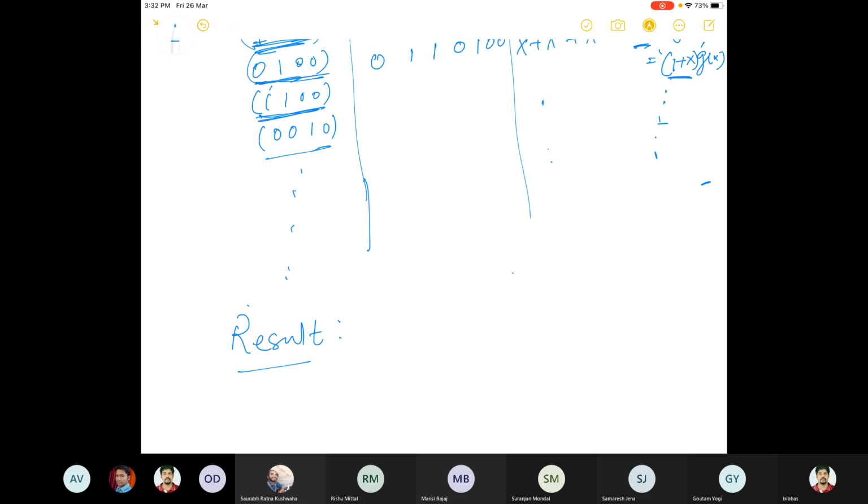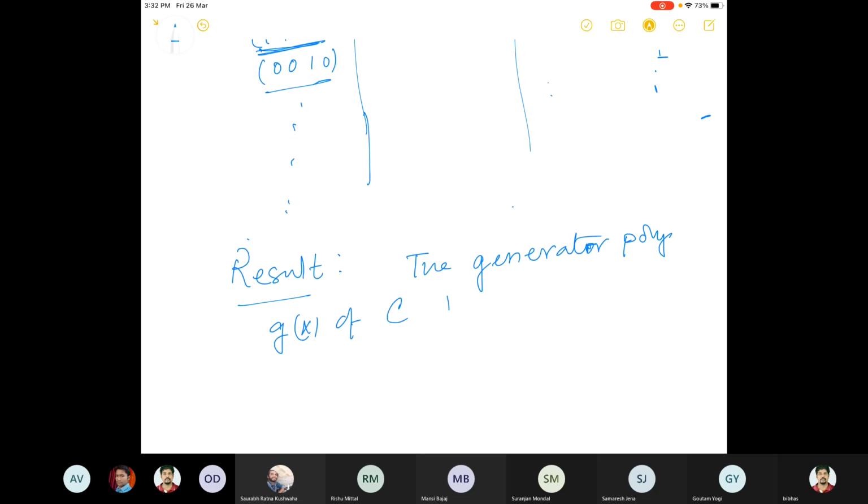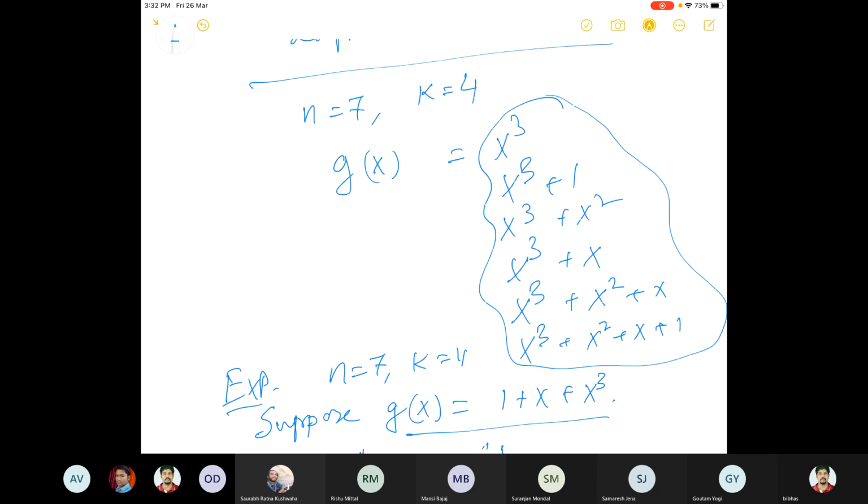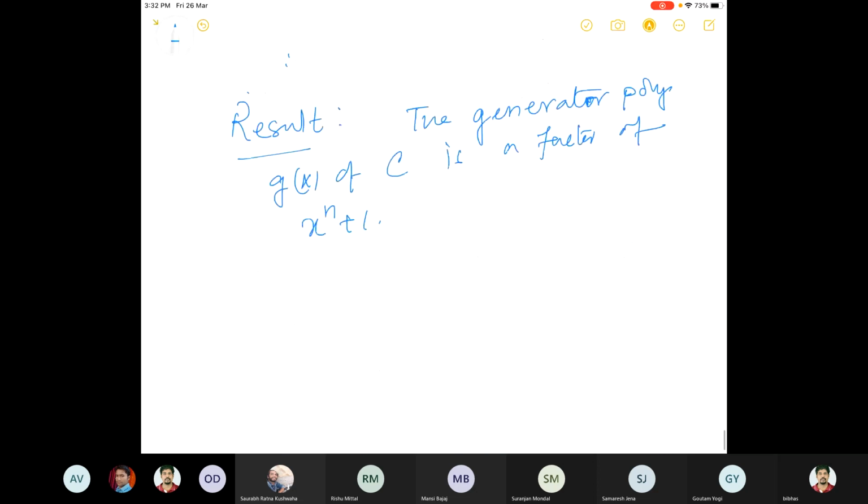And the next result is the generating polynomial, the generator polynomial g(x) of C, the (n, k) cyclic code C, is a factor of x to the power n plus 1. It has to be a factor. There are many choices, but it has to be a factor of x to the power n plus 1.